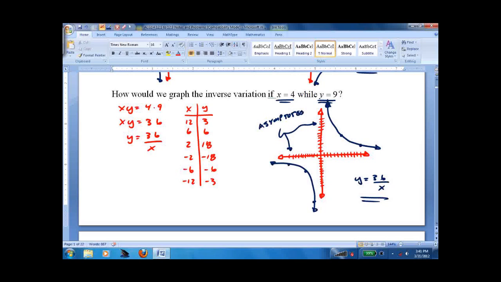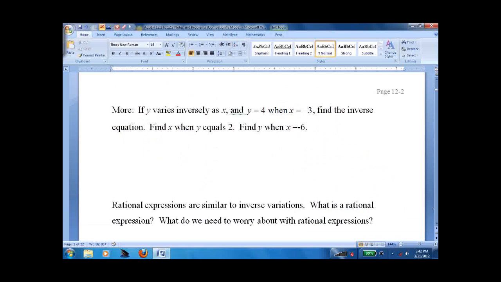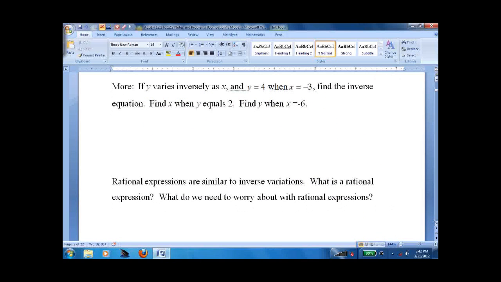That means that the equation keeps getting closer and closer to them without ever actually touching them. Now, just a little bit more on the equations. I will make you do this. If they vary inversely, and when y equals 4, x equals negative 3, so before we even do anything else, xy equals negative 3 times 4, xy equals negative 12, y equals negative 12 over x. There's my equation. That's the inverse equation.